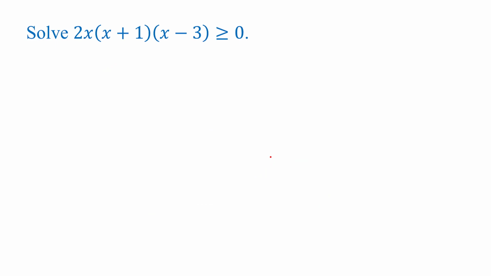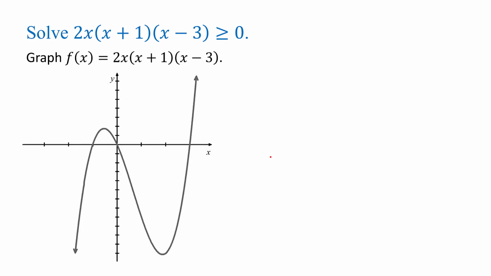2x times x plus 1 times x minus 3 is greater than or equal to 0. So the left side of this inequality I will refer to as f of x, and then if I graph f of x, I have the graph right here. We've just finished working on graphing polynomial functions, so you should be able to do this on your own. It's good practice if you want to try it. And f of x has x-intercepts of -1, 0, and 3. Well, I should say our graph intersects the x-axis at -1, 0, and 3. The intercepts would be (-1, 0), (0, 0), and (3, 0).